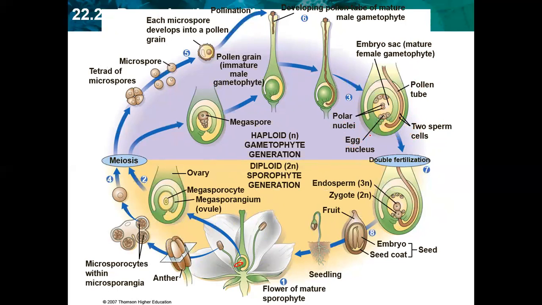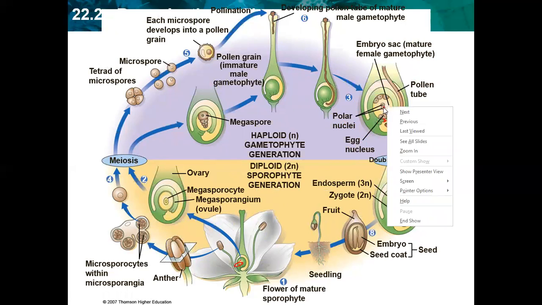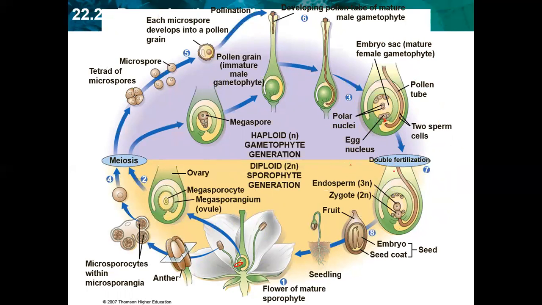These are the egg nuclei, and this is the polar nuclei. Of the two sperm which come down, one fuses with the egg cell to form an embryo, and the other fuses with the polar nuclei to form an endosperm. This is called double fertilization. Now you're going to have 3N, meaning the cell will have a triploid 3N nucleus, which becomes an endosperm.